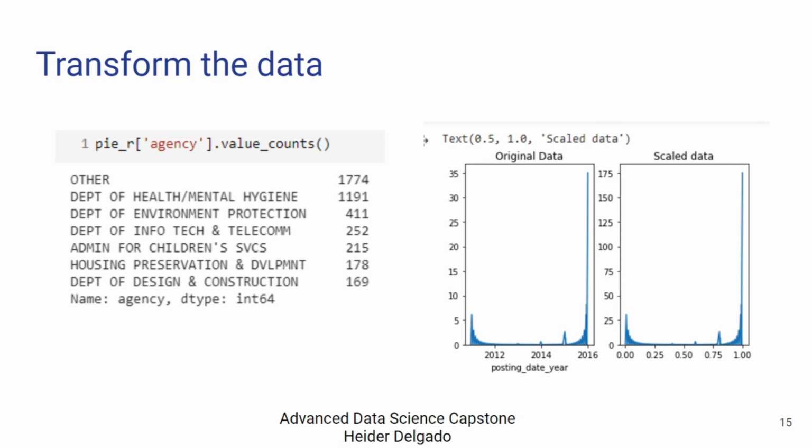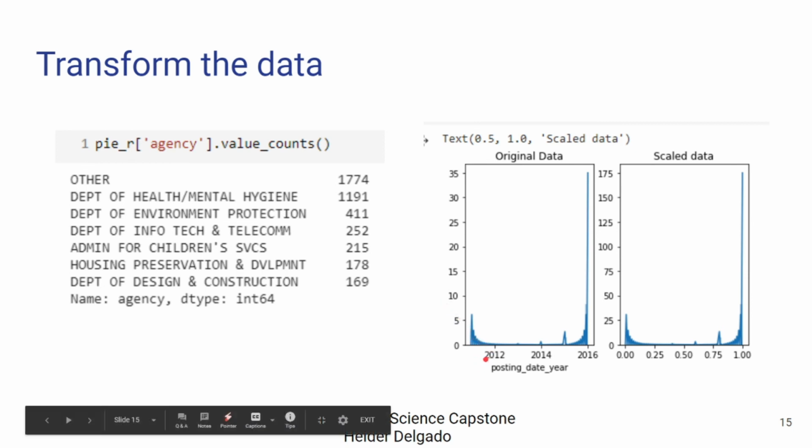I changed most of the categorical data that has a lot of variance to others. The biggest ones in this data were the Department of Health and Mental Hygiene, Department of Environmental Protection, Department of Information Technology and Telecommunications, Administration for Children's Services, Housing Development, and Department of Design and Construction. These were the labels that I later tried to predict. Most of this data was from 2010, I guess, until 2016. The majority of the original data was mostly from 2020, but this has data from 2016.